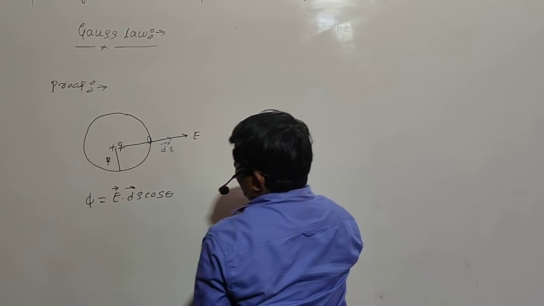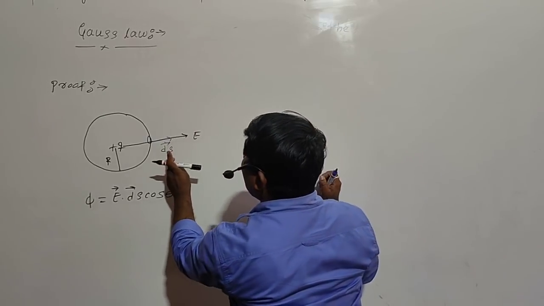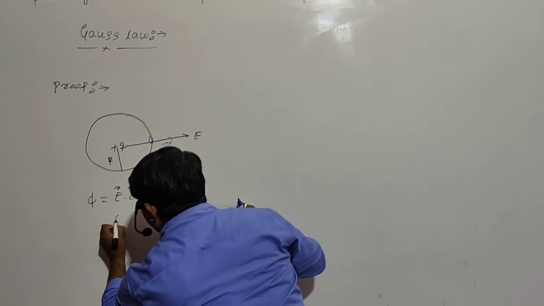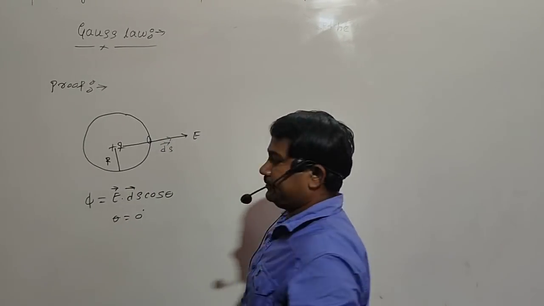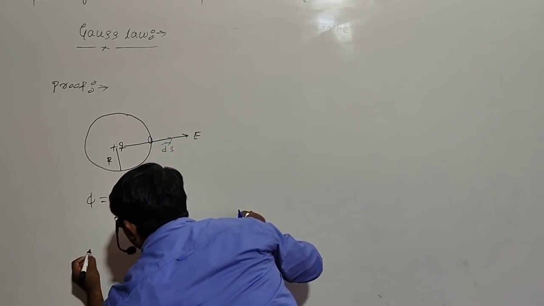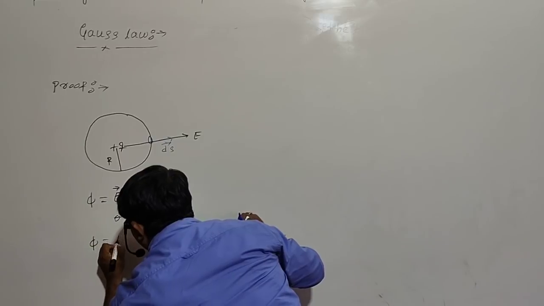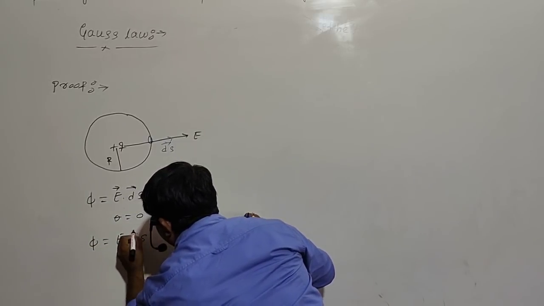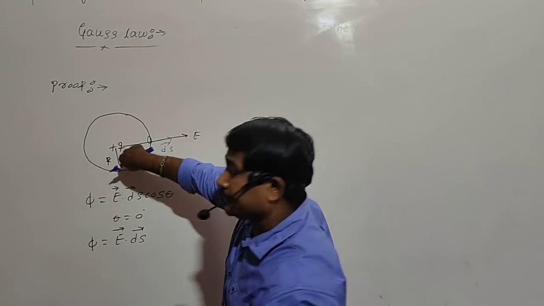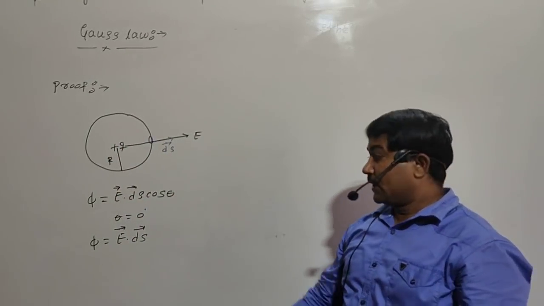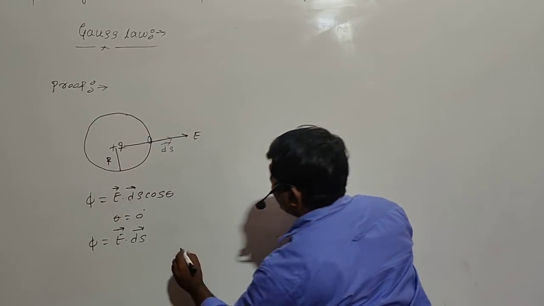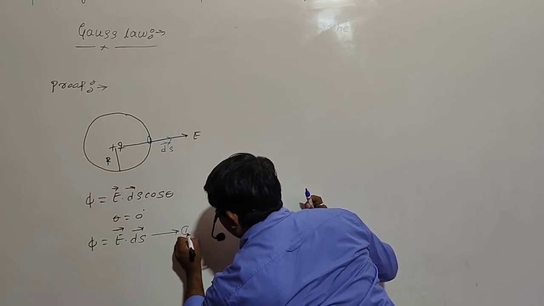See here, electric field intensity and area vector are both in the same direction. Theta equal to 0 degree. If theta equals 0 degree, what does it mean? Phi equals E into S. Here E represents the electric field intensity due to an isolated positive charge. S is the surface area of the sphere. This is equation number 1.